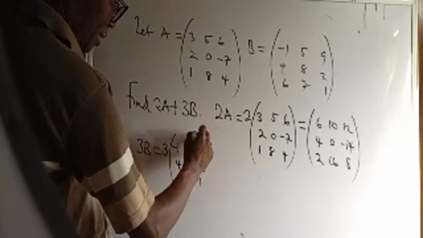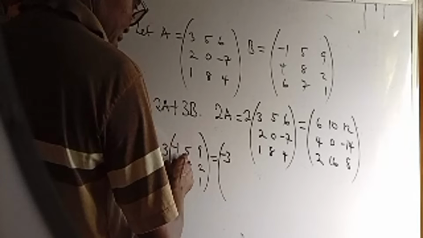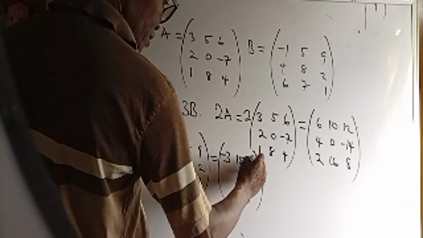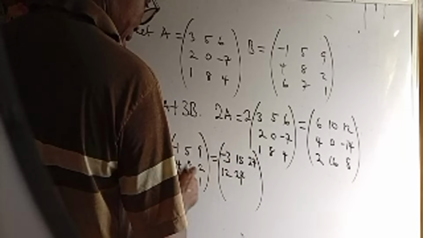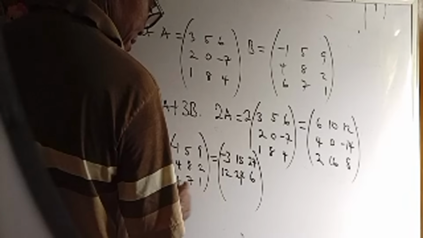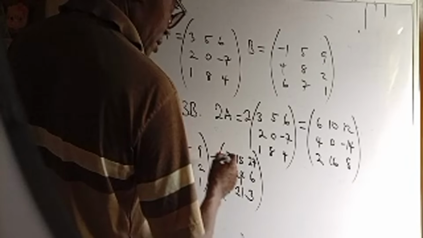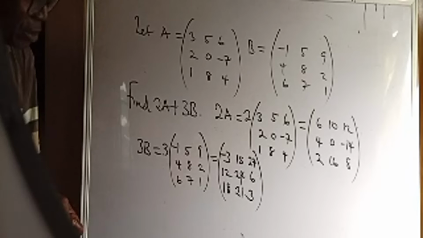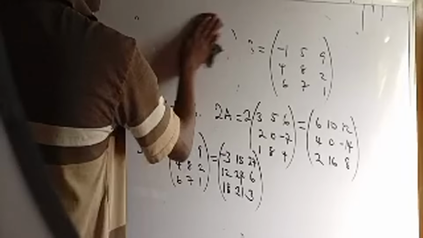So that gives us 3 times minus 1 is minus 3, 3 times 5 is 15, 3 times 9 is 27. 3 times 4 is 12, 3 times 8 is 24. 3 times 2 is 6, 3 times 6 is 18. 3 times 7 is 21, 3 times 1 is 3. Now to add them together, that's the next thing. We want to add them together, so let's use the upper side.